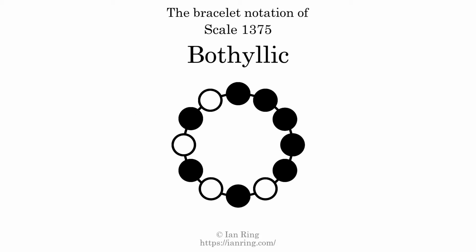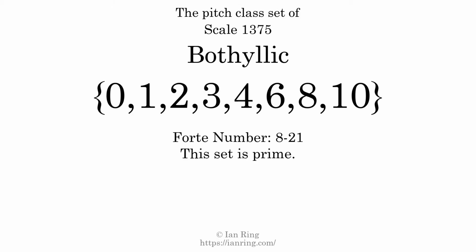This is a bracelet notation diagram of scale 1375. The shaded circles represent tones that appear in the scale, and they are read clockwise, starting at the top. The pitch class set for this scale is 0, 1, 2, 3, 4, 6, 8, 10. The forte class is 8-21.